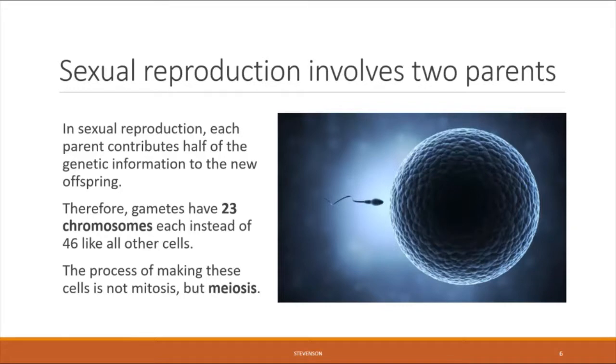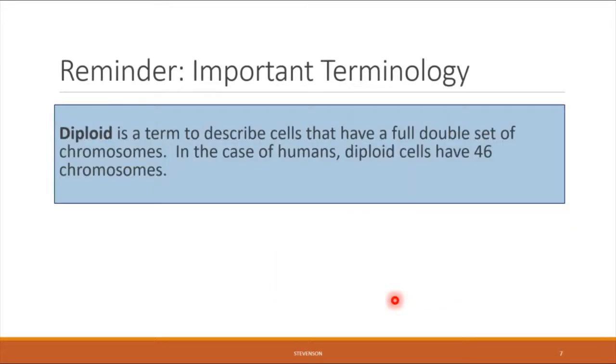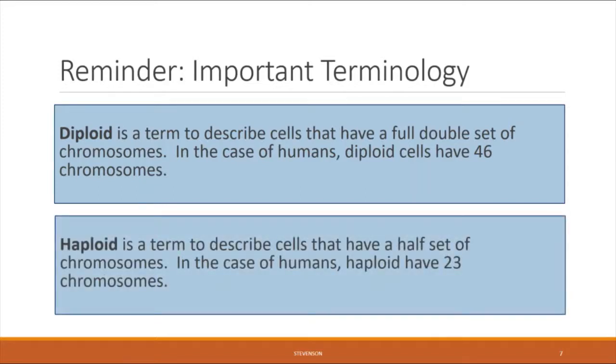Now, at this point, it's worthwhile reviewing a few terms that we introduced in the last chapter, but we're going to go over their definitions again here. The term diploid we introduced to describe cells that have a full double set of chromosomes. And if we're talking about humans, then that means 46 chromosomes. Haploid cells, which we introduced last chapter but we didn't talk about in detail, is the term used to describe cells that have only a half set of chromosomes instead of the full double set. In the case of humans, the haploid gametes have 23 chromosomes.